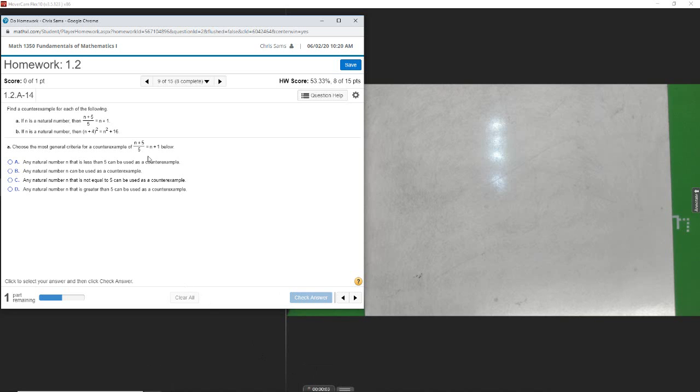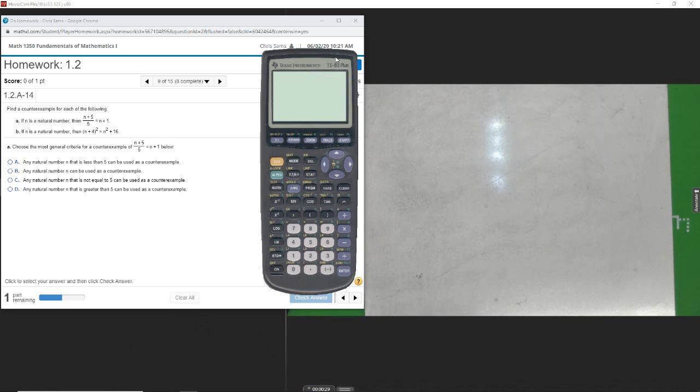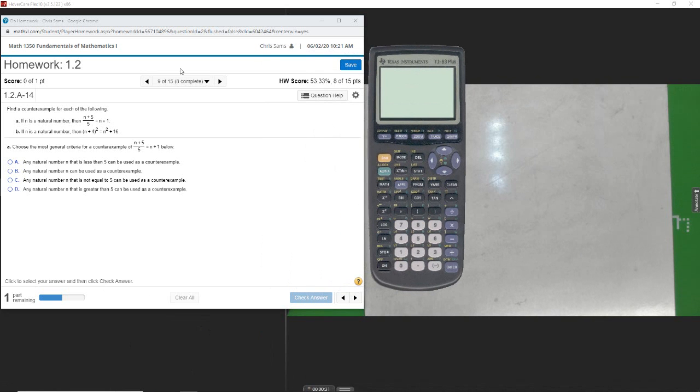All right, so number 9, we want to find a counterexample, something that doesn't work to disprove the following. The first says if n is a natural number, then (n + 5) divided by 5 is equal to n + 1. Now, we can use our calculator to verify and check these, or we can do it by hand. I think it's faster to see it with the calculator.